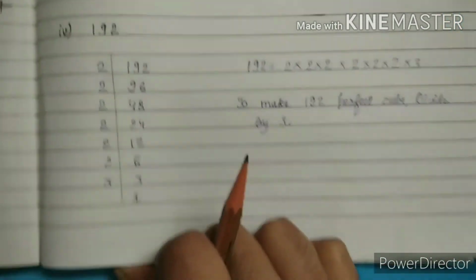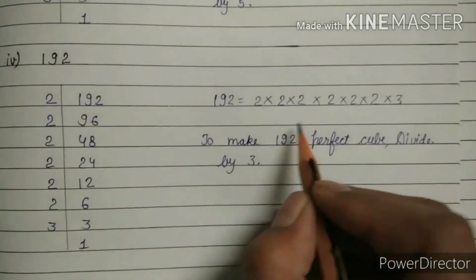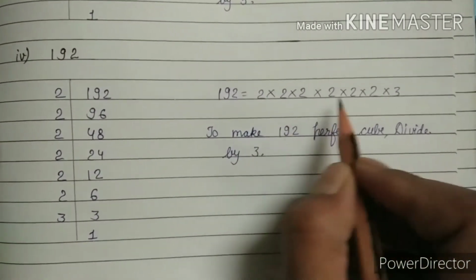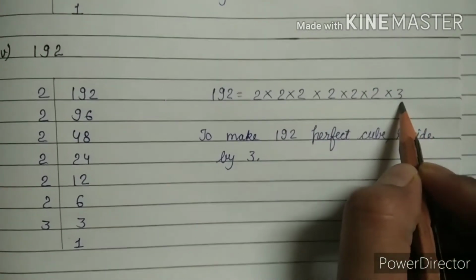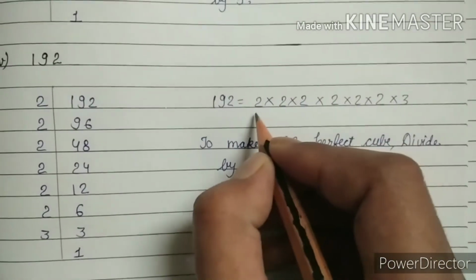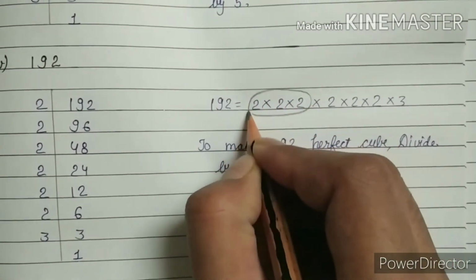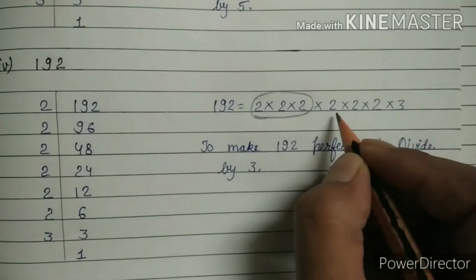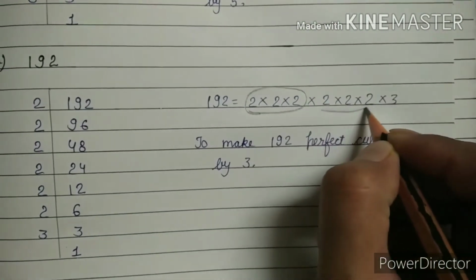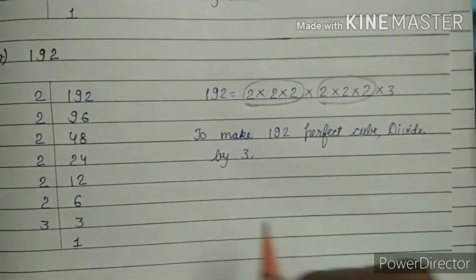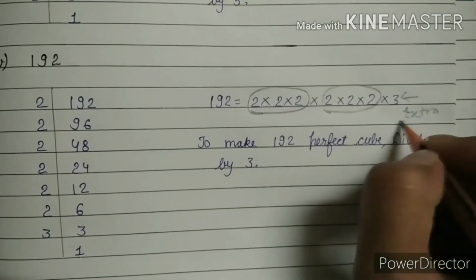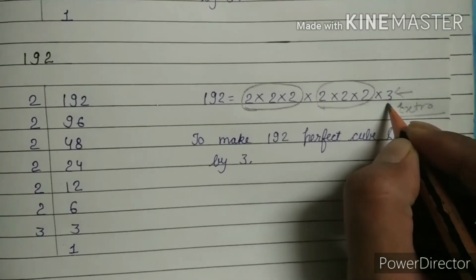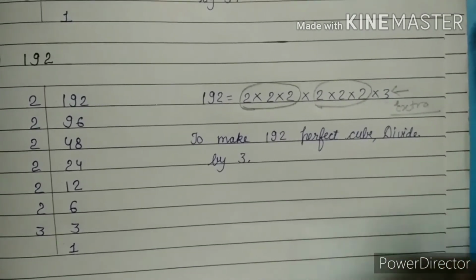Now the fourth question is 192. In this we have 6 times 2 and 1 time 3. So we will do the grouping of 3. This is the first group of 3 same numbers. This is the second group of same 3 numbers, and this 3 is extra. So we will remove this extra 3 by division.